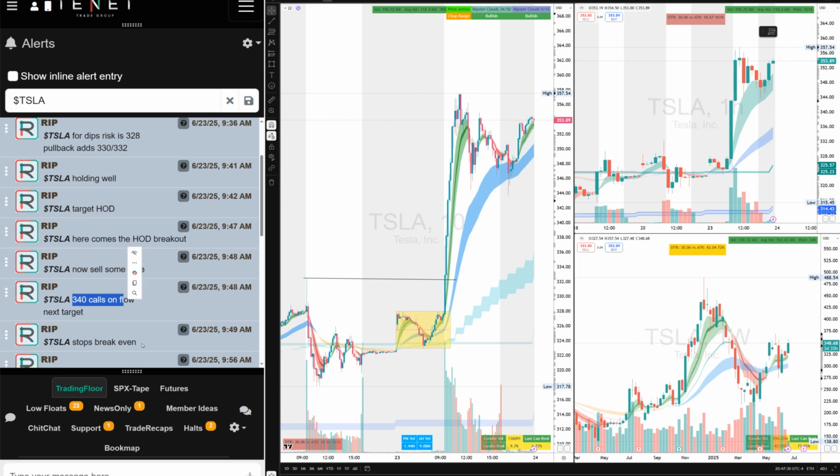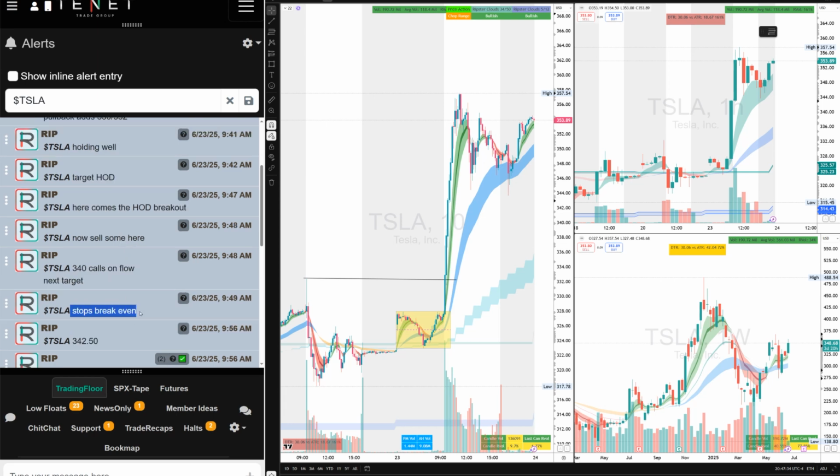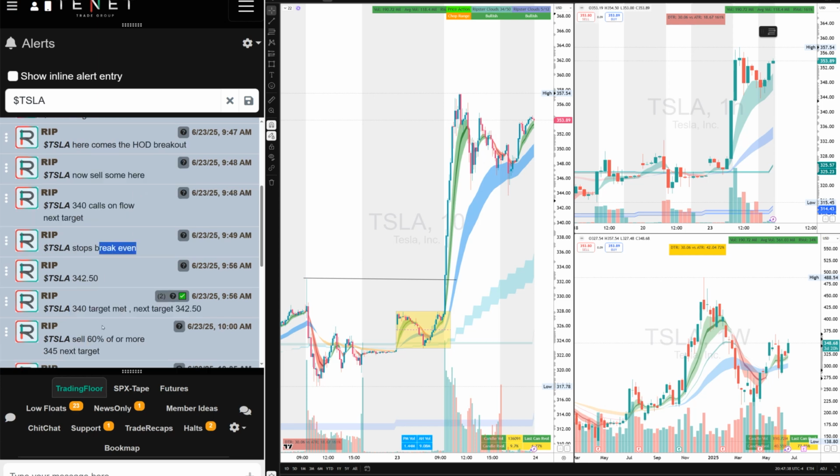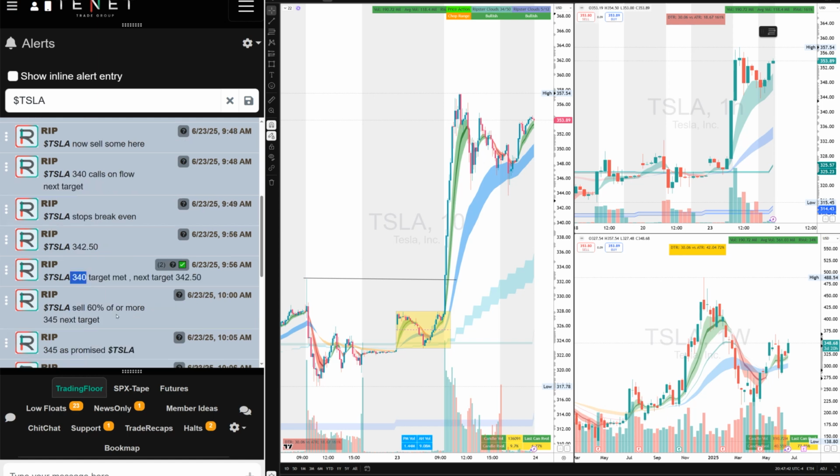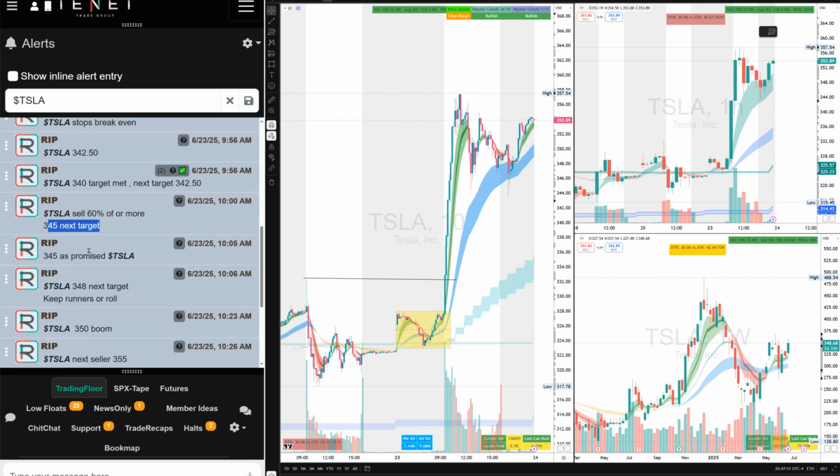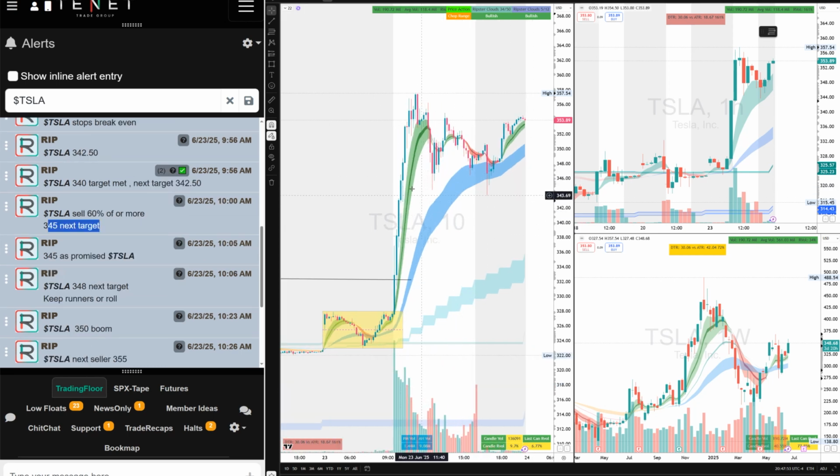So once it started to push, you just put your stops at break even. Just forget about it. Take a little bit off, put your stops at break even. If you see that, you can sell some, but stops at break even. Right? And then the next targets I gave were 342.50 and 340. Those were my 2 targets. We hit 340, we hit 342.50. That's where I told the traders to sell 60%. Next target 345. We hit 345 as well, right?